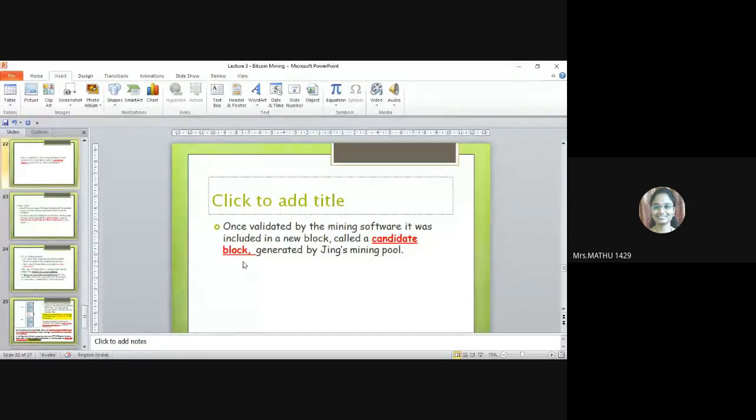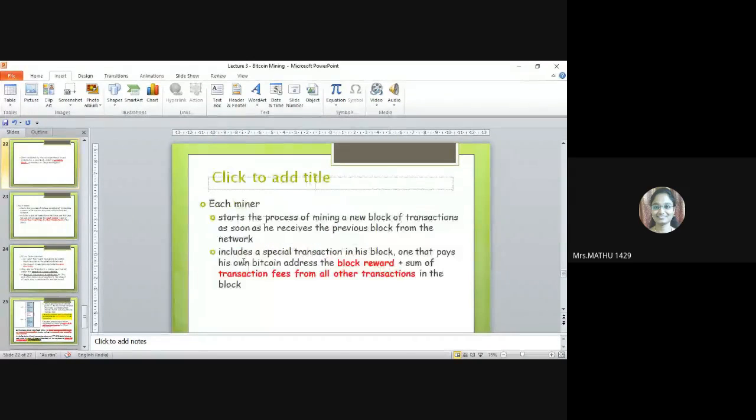So now once this block is validated, it will be added to the candidate block. The meaning is that this block is validated and verified, and now it can be added to the blockchain. Okay, so this is what the miner will get.